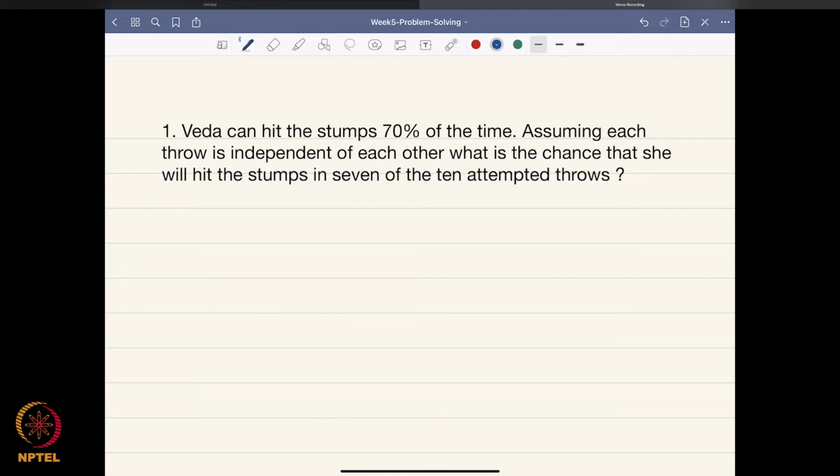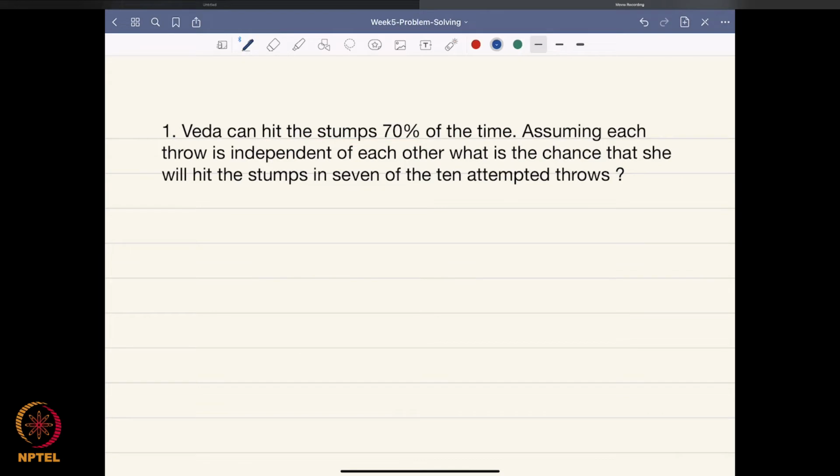So here's the first question that I want to ask you. Let's say there's a cricketer called Veda. She can hit the stumps 70% of the time when she throws at the stumps from a certain position in the field. Let's say she attempts in practice 10 throws. Now what I'm asking is, what is the chance that she will hit the stumps 7 times out of 10? And the chance that she hits the stumps in each throw is 70%. So how does one solve this problem?